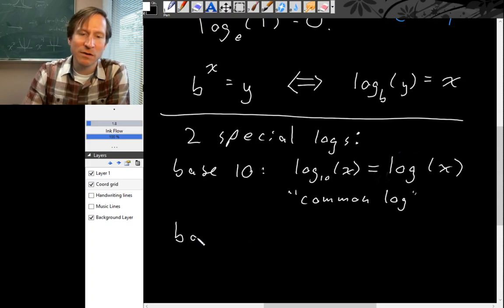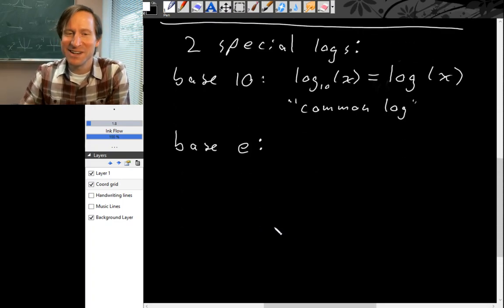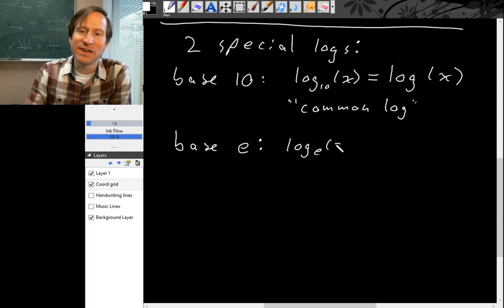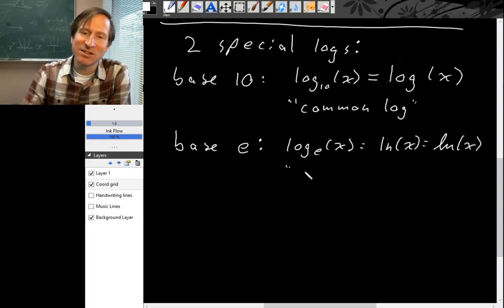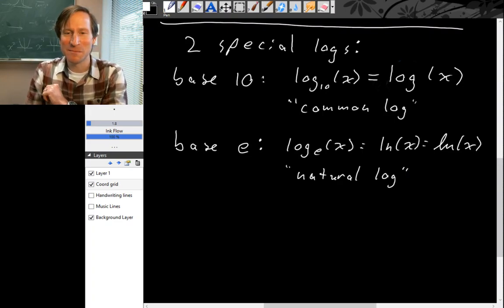And the other logarithm that's sort of important enough to have its own name is, of course, base e. This should come as no surprise, because if exponential base e is somehow more important, then logarithm base e is also going to be more important. So log base e of x is given the name ln. I often will write it like this, so ln, and this is called natural log. Somehow base e is the most natural base for logarithms.